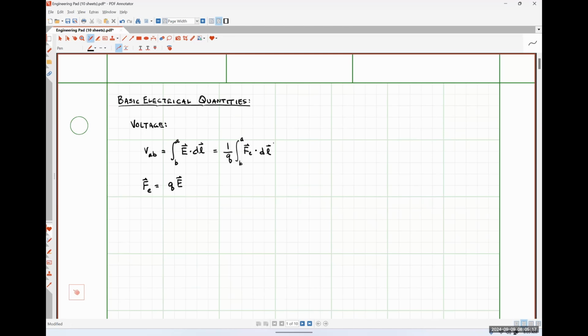So what this mathematical representation tells us is that voltage is nothing more than the work done per unit charge, because we have 1 over Q, required to move charge between 2 points in a circuit. So that's all a voltage is, okay? So that's our first definition.